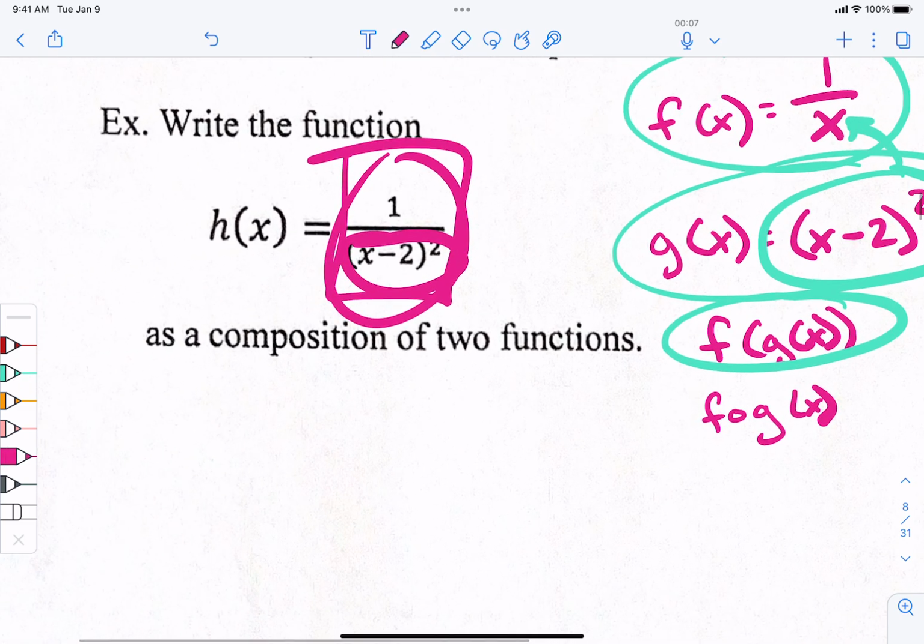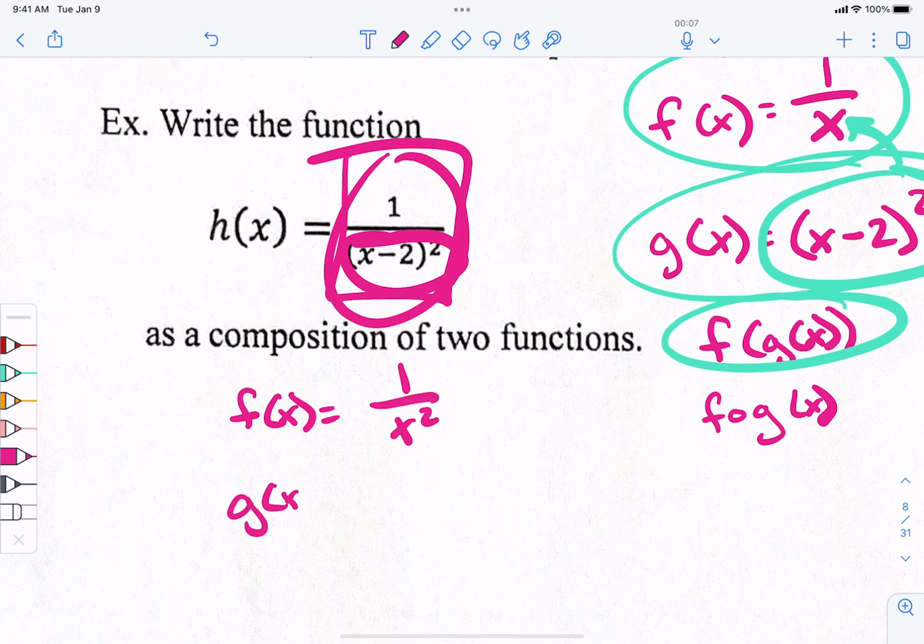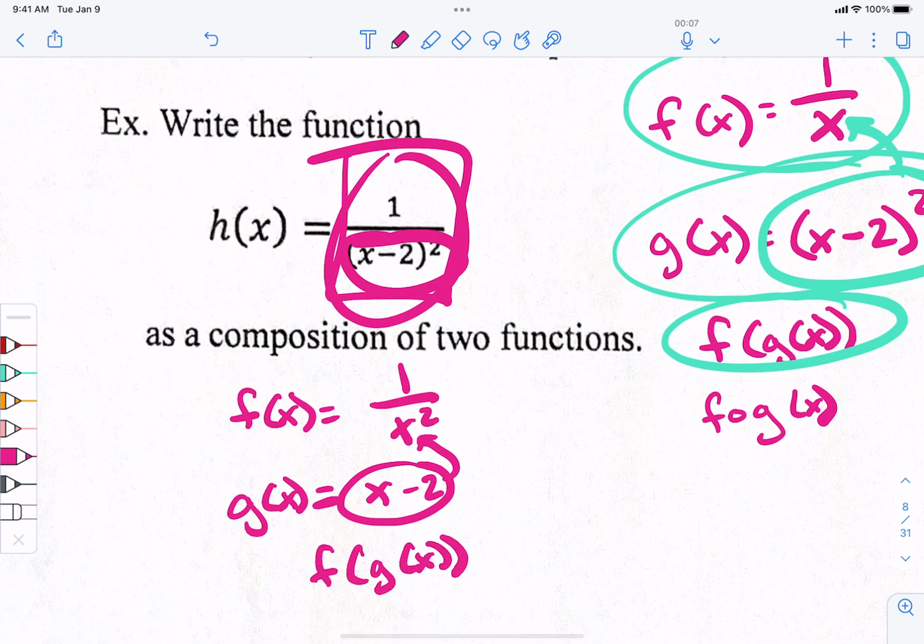1 over x squared. Oh, so he's saying we want f of x to be 1 over x squared, okay? And g of x is going to be what? X minus 2. Just x minus 2. If I take that guy and shove him in just for the x, would that give me the same thing? Sure, that's why there's more than one answer, right? So you could do it that way as well.